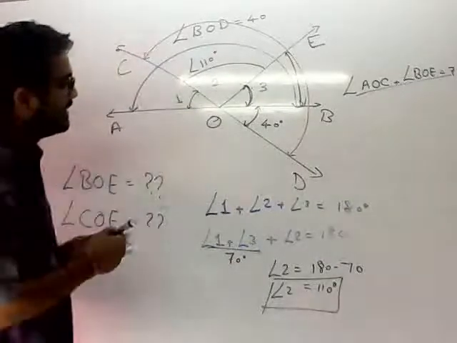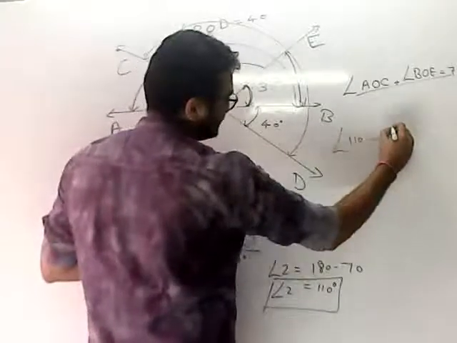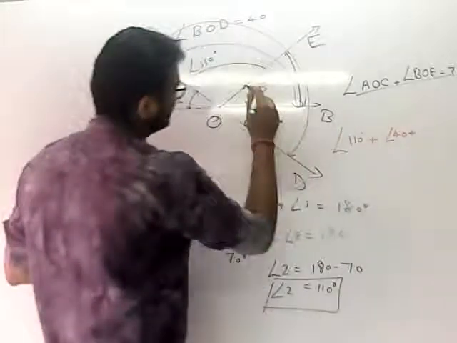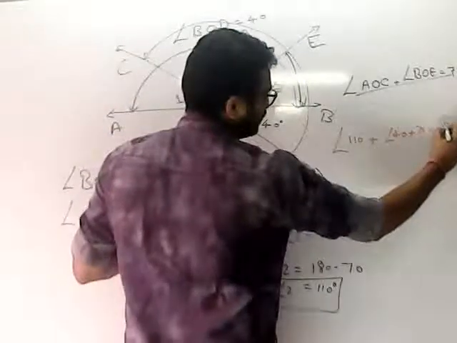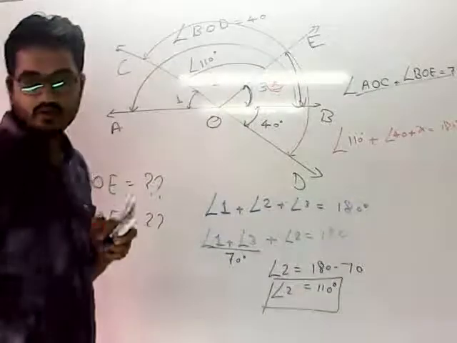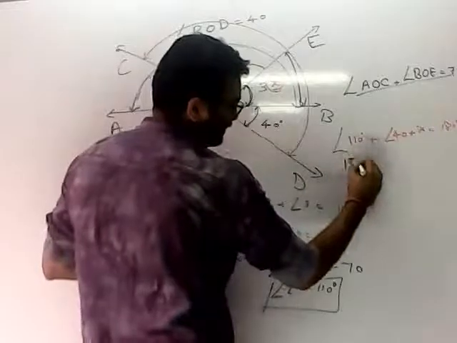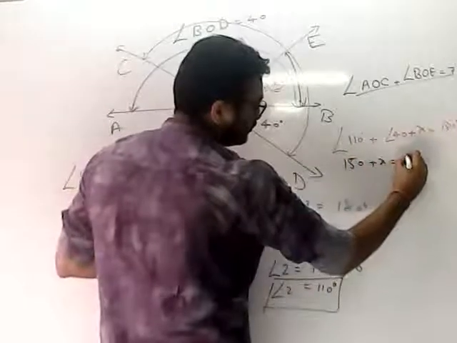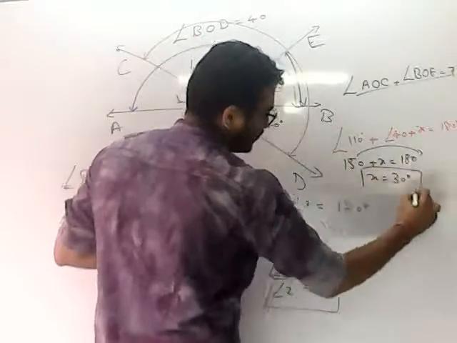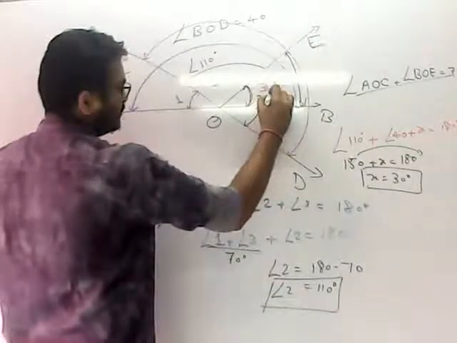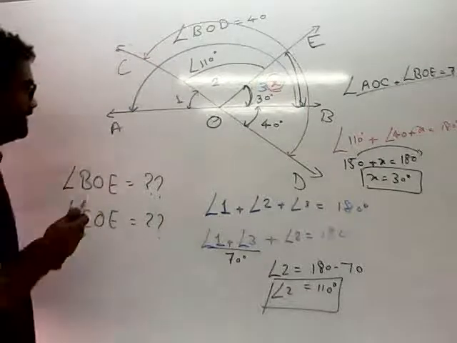Now in that 180 degree, we have angle 110 plus angle 40 plus angle, suppose this is x. This x is equal to 180 degree. Now 110 plus 40, so that is 150, plus x is equal to 180. 150 साइड जाएगा, so x is equal to 30 degree. मतलब ये वाला एंगल हमें कितना मिल गया? 3 एंगल जो था वो कितना मिल गया हमें? 30 डिग्री मिल गया। ठीक है, तो ये वाला एंगल कितना हो जाएगा?